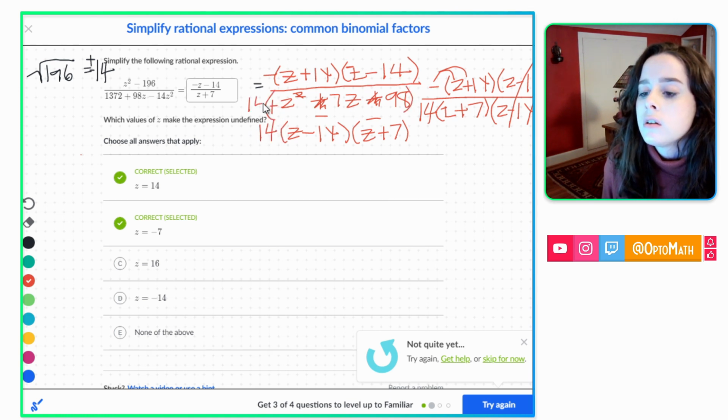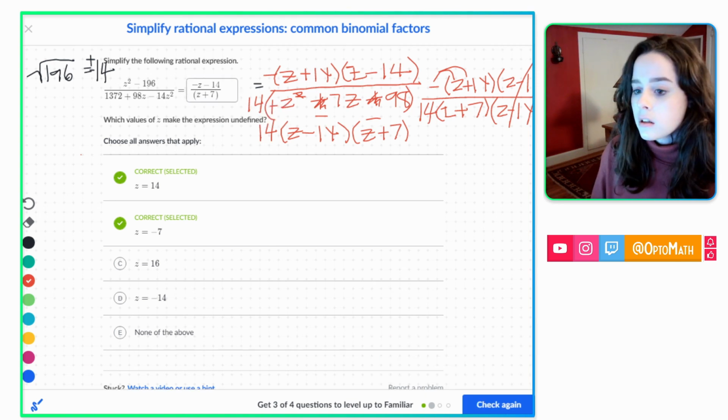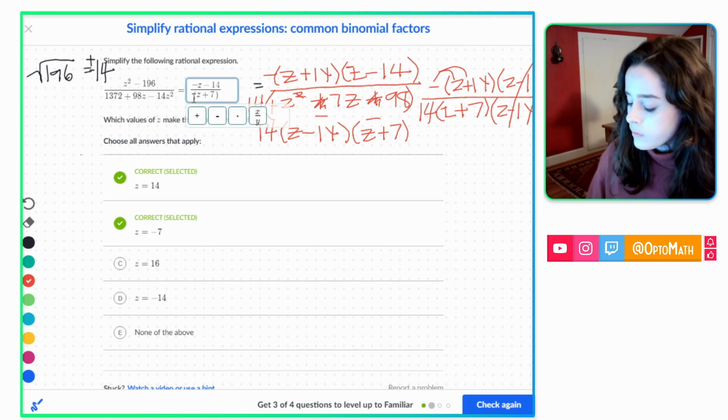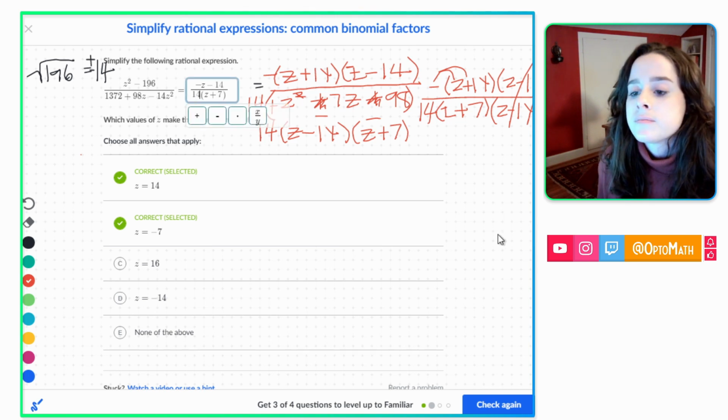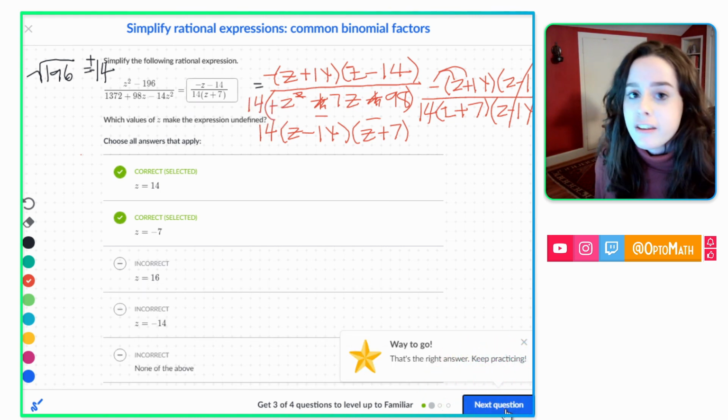See, it's good that I made that mistake so y'all can see, because that is a very common mistake. So now that we've got that in parentheses, let's put our 14 there. Okay, and we're good. See, do not forget your GCF that you factor out.